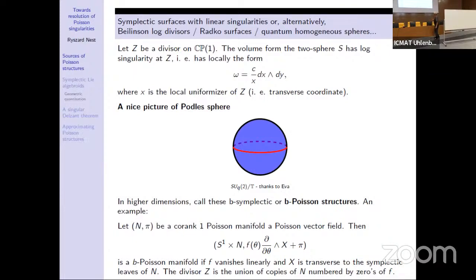So, as an example, you just take circle cross N, where N is regular, and you pick up a Poisson structure of this form. So pi is a Poisson structure on N. Then you take f(theta) d/d theta, where theta is the variable in the circle, and each time you have a zero of this function f, you get a singularity. So in this case, you get a bunch of these different equators where the Poisson structure vanishes linearly. So that's another example.